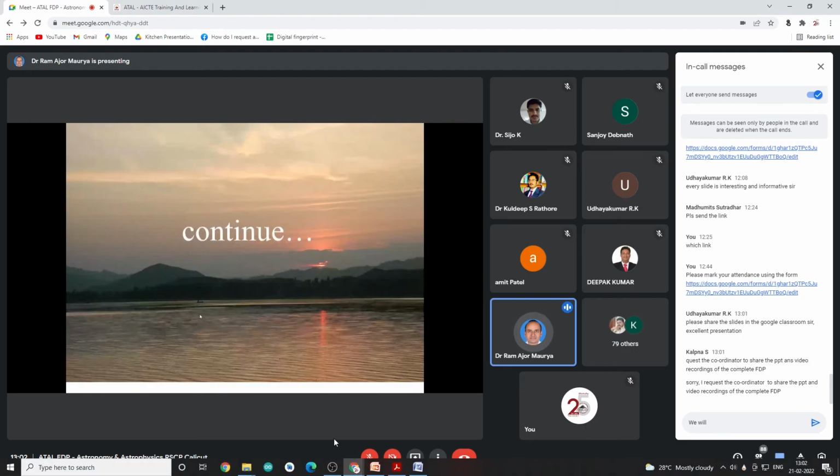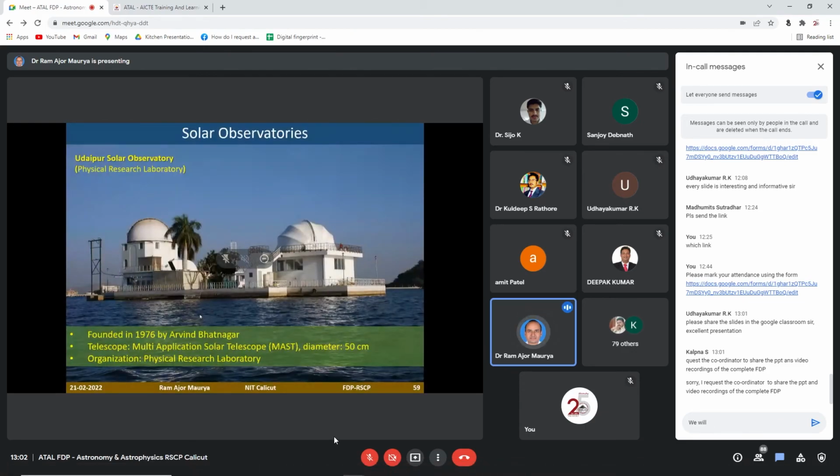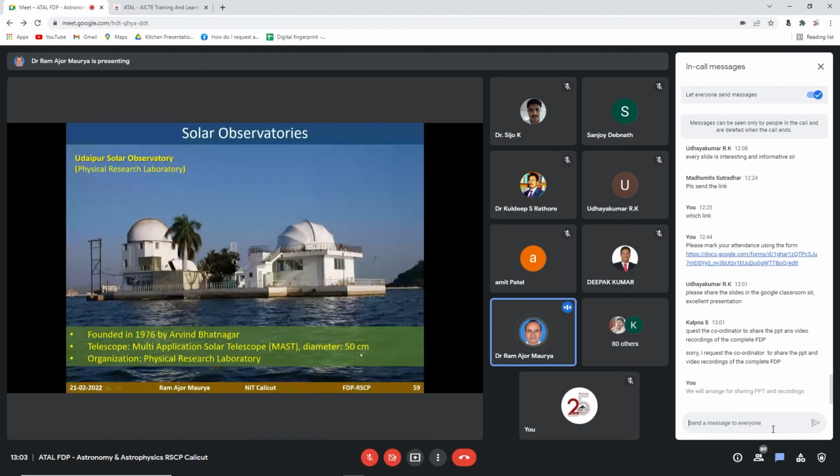So that's all. Here we have some observatories that we have in India. For example, Udaipur Solar Observatory, which is part of the Physical Research Laboratory, Ahmedabad. It was founded in 1976 by Arvind Bhatnagar. There we have a new telescope called MUST, the Multi-Application Solar Telescope. Its diameter is 50 centimeters.